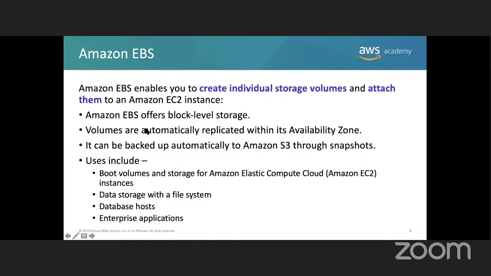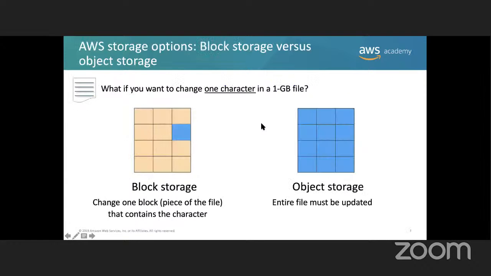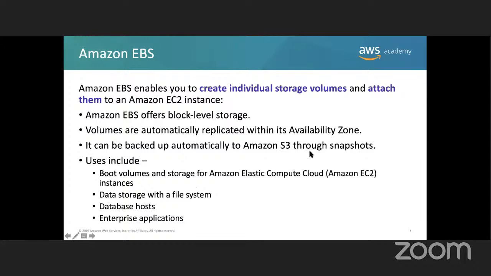Okay, so volumes are automatically replicated within their availability zone. So they're available, but they're not highly available, because they're replicated in the same availability zone. Now, when we see object storage, when you upload a file in S3, S3 will replicate that file in 3 different availability zones, which makes object storage more highly available than EBS volumes.